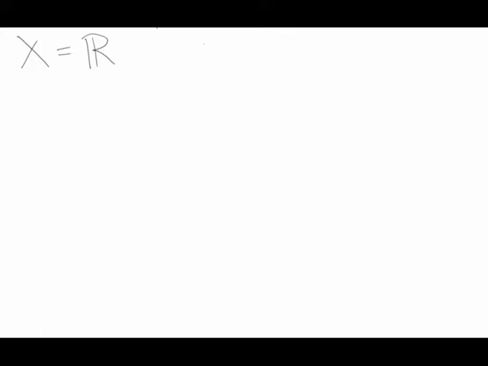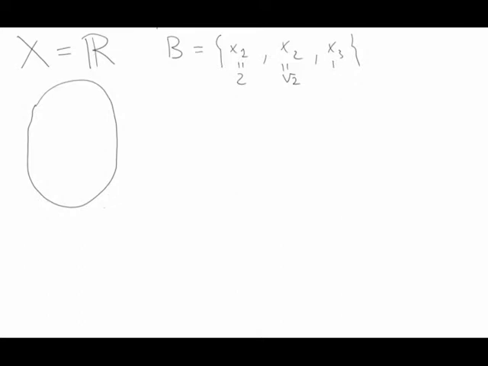Then we need a base, a set of 3 points, in this case of R. We'll call them x1, x2 and x3. You can imagine them as real numbers, so 2 radical 2 and pi. So here is our starting set.